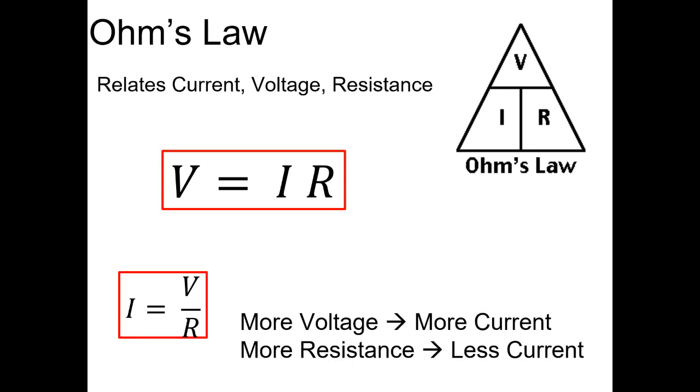So if we're looking for current, the whole idea here is that if you put more voltage through a circuit, that's going to result in more current. More current just means more light. More resistance means less current. If you increase your denominator, you're just going to have less current.